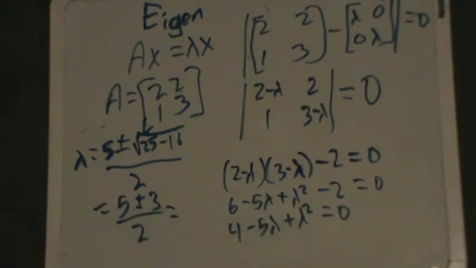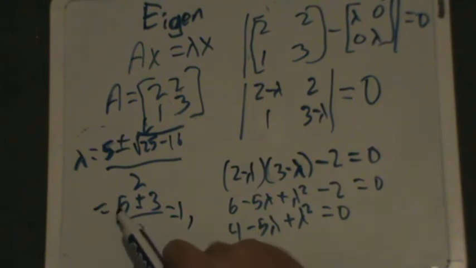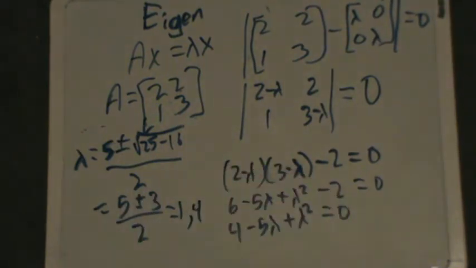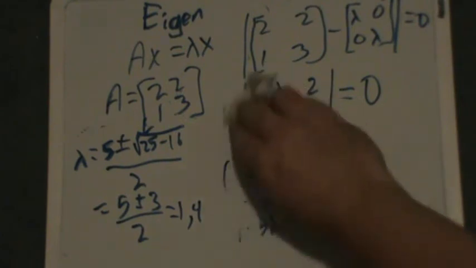5 minus 3 is 2, 2 divided by 2 is 1, and then 5 plus 3 is 8, divided by 2 is 4. So you get 1 and 4. So they've just kind of moved out away from each other. Remember there were 2 and 3 before, now they are 1 and 4. This will become kind of fun when we talk a little bit later about Gershgorin disks and things of that sort, but I'm not going to go into Gershgorin theory right now.